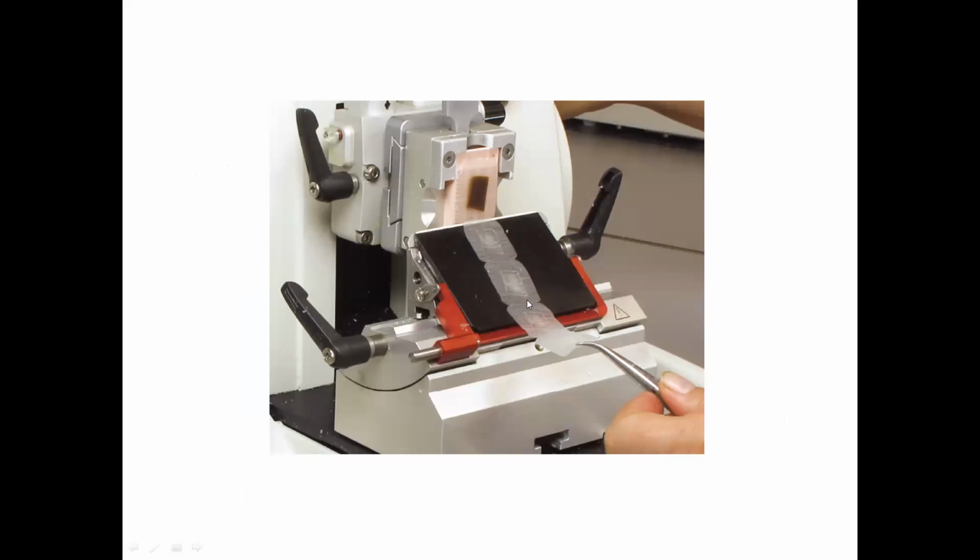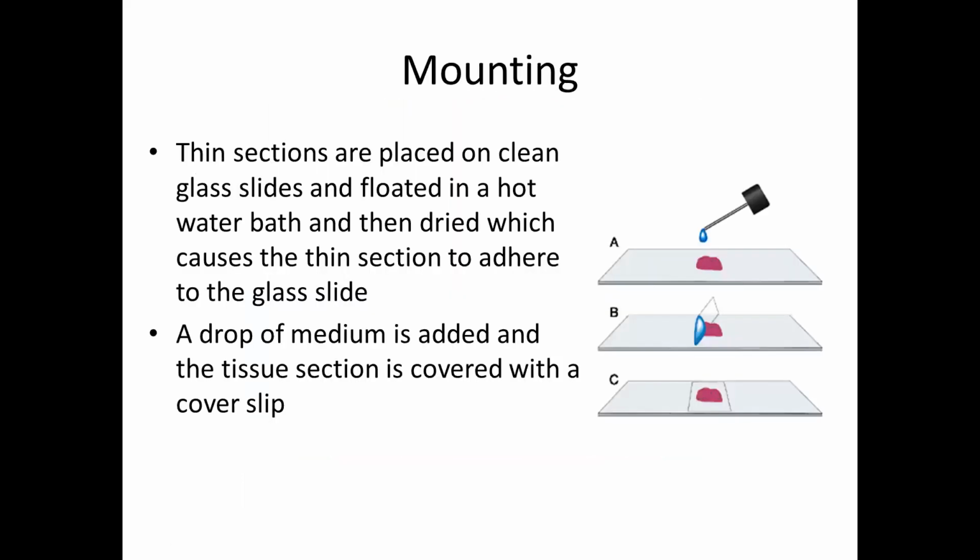So each of these can be separated and carefully placed on clean glass slides. Then what we do is, we take these thin sections, place them on glass slides, and then we float them on a warm water bath, hot water bath. Because of the temperature, the wax will melt a little and stick to the glass slide. When that is done, you will take it and put it on a humidifier or a rack to dry. When it is dry, the tissue is firmly adherent to the glass slide.